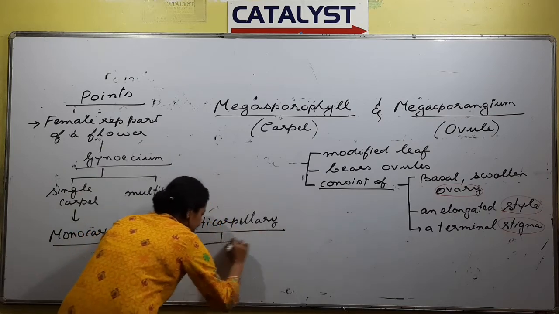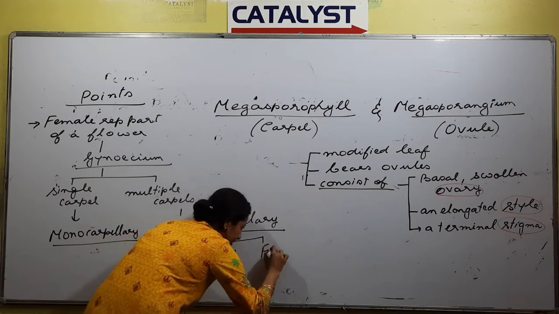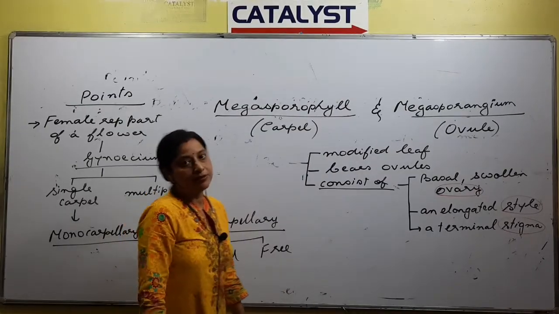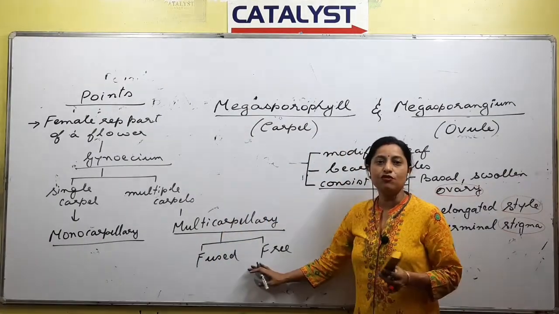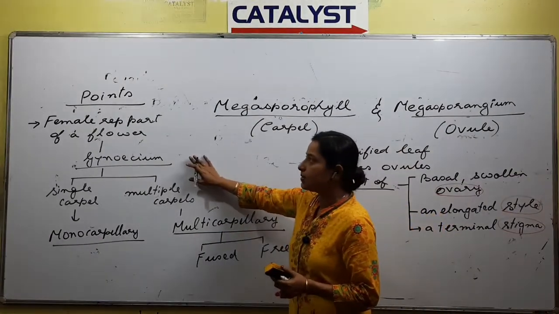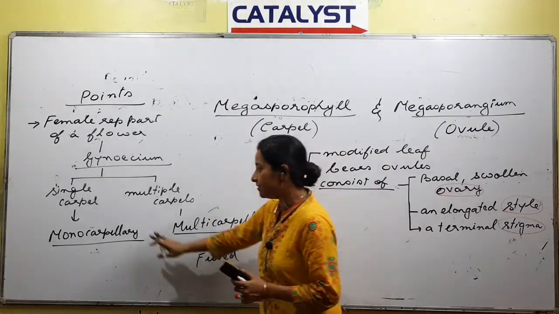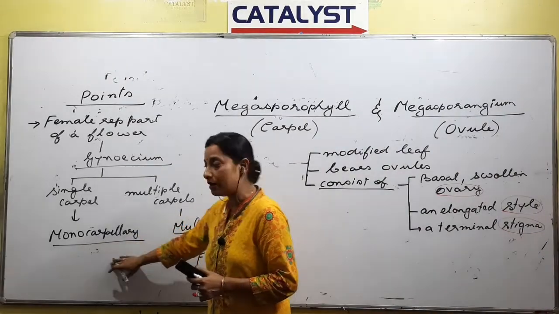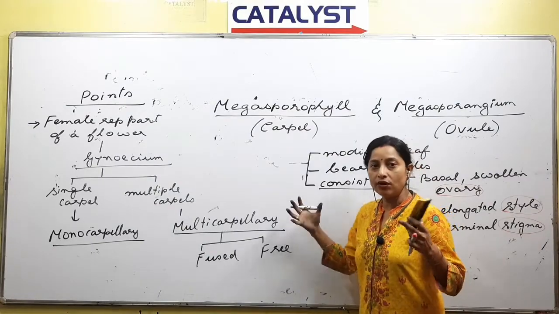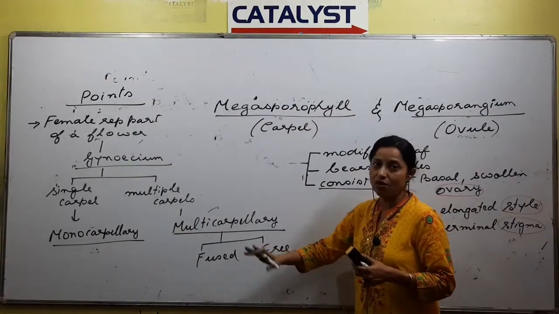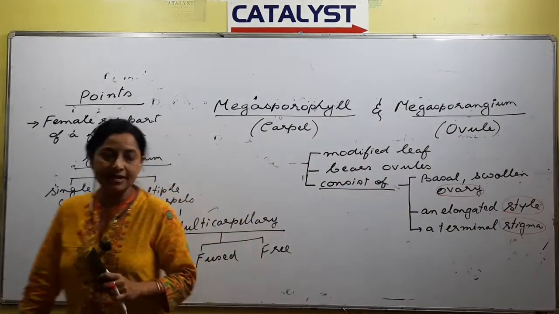These carpels can remain fused or they can remain free, the apocarpous or syncarpous condition. These are things we have studied in the morphology class. The gynoecium can have one carpel or more; if there is one carpel it is called monocarpellary, if more, multicarpellary. If all the carpels are in a fused condition, it is called syncarpous, and if they are free, it is called the apocarpous condition. This is the first point.